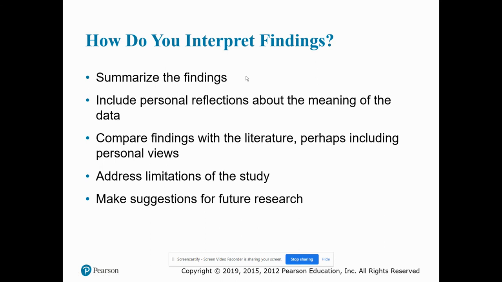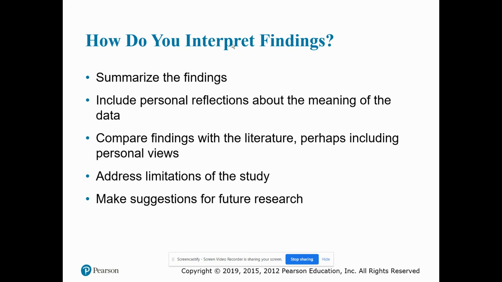So we're almost finishing up this chapter. Whenever you want to interpret your findings, you need to make sure that you summarize them and include your personal reflections about the meaning of the data. You compare the findings in the literature, perhaps including personal views. So how did your findings compare to other research findings? And you can compare that and write about that. That's very popular.